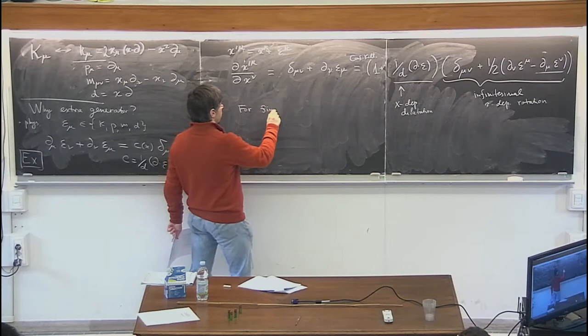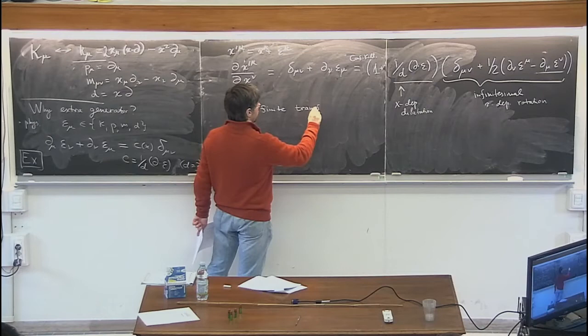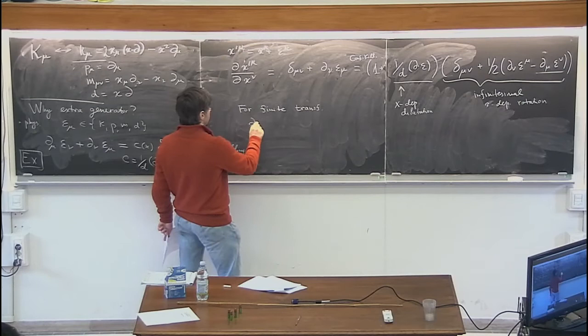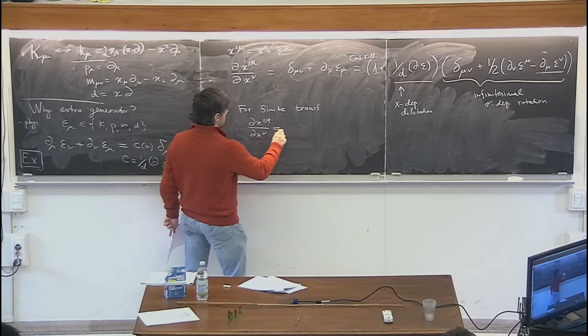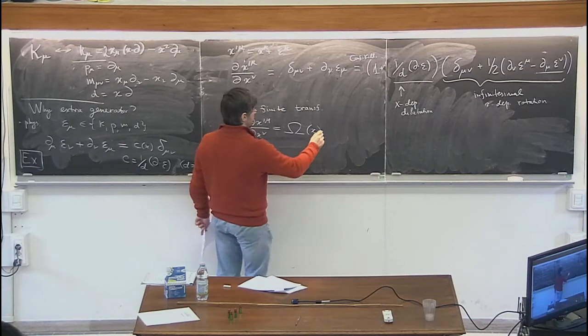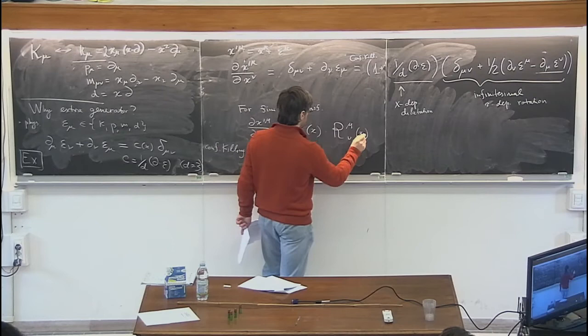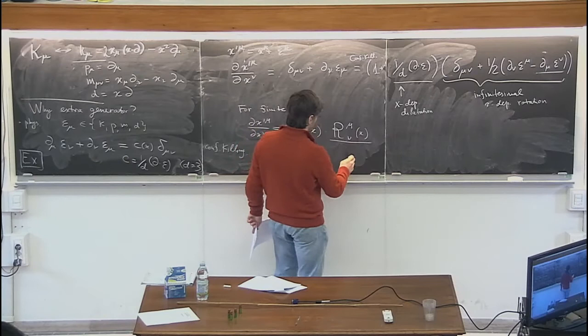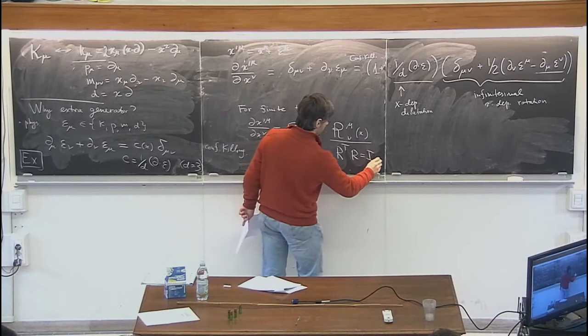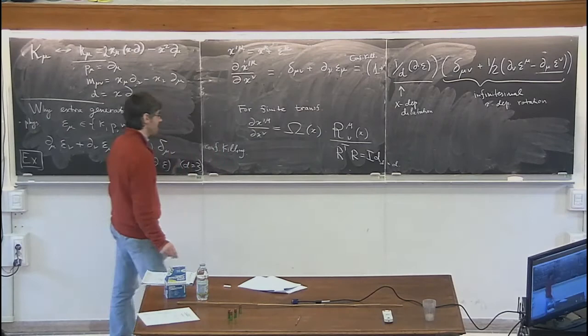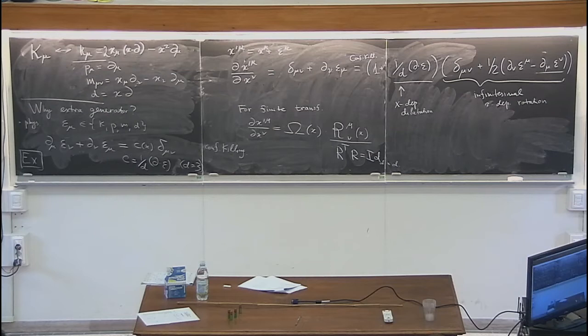So for finite transformations, if you pass from the algebra to the group, it's going to be true that dx prime mu over dx nu is equal to some function omega of x times r mu nu of x, where r is an orthogonal matrix.